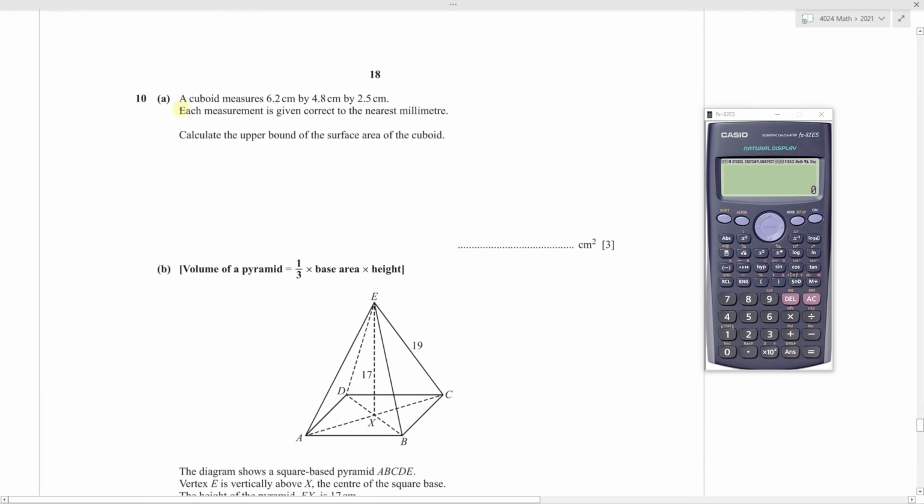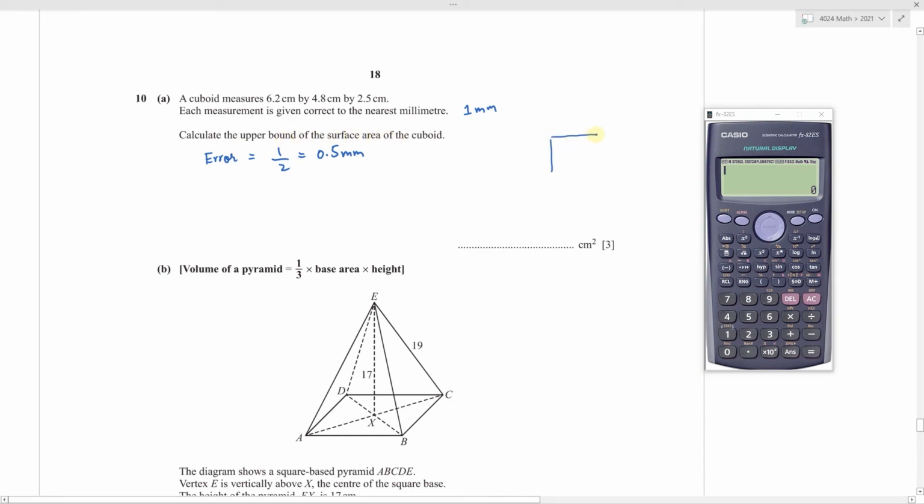Question number 10, part A. A cuboid measures 6.2 by 4.8 by 2.5. Each measurement is given correct to the nearest millimeter. So to the nearest 1 millimeter. That means the error is 1 over 2 or 0.5 millimeter. Calculate the upper bound of the surface area of the cuboid.